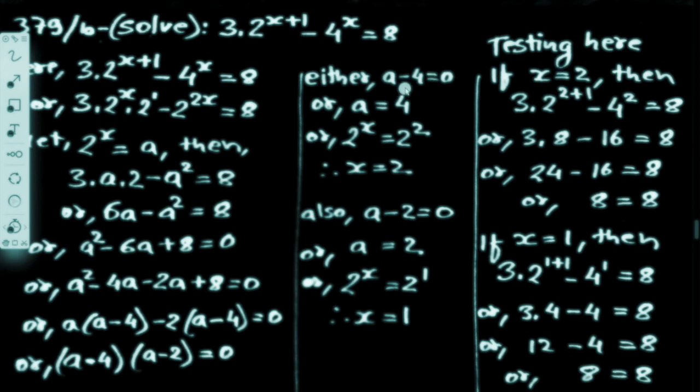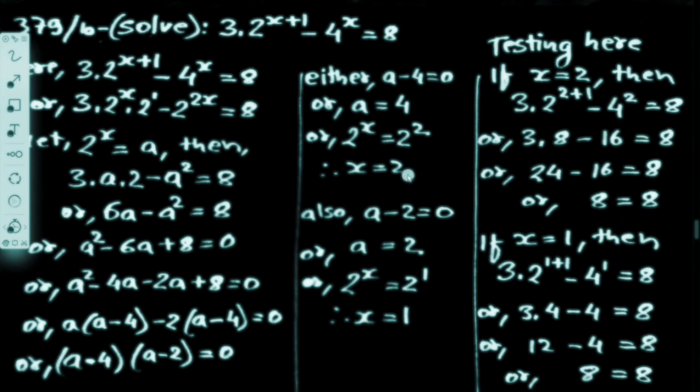from the first factor, either a minus 4 equals 0 or a equal 4. Now replace a with 2 power x, 2 power x equal 2 power 2. Therefore, x equal 2. We get the first answer, x equal 2, from our first factor. Also the second factor is a minus 2. A minus 2 equals 0 or a equal 2. Now replace a with 2 power x, 2 power x equal 2 power 1. Therefore, their base is the same, so x equal 1. In this way, we get two values for x: x equal 2 and x equal 1.